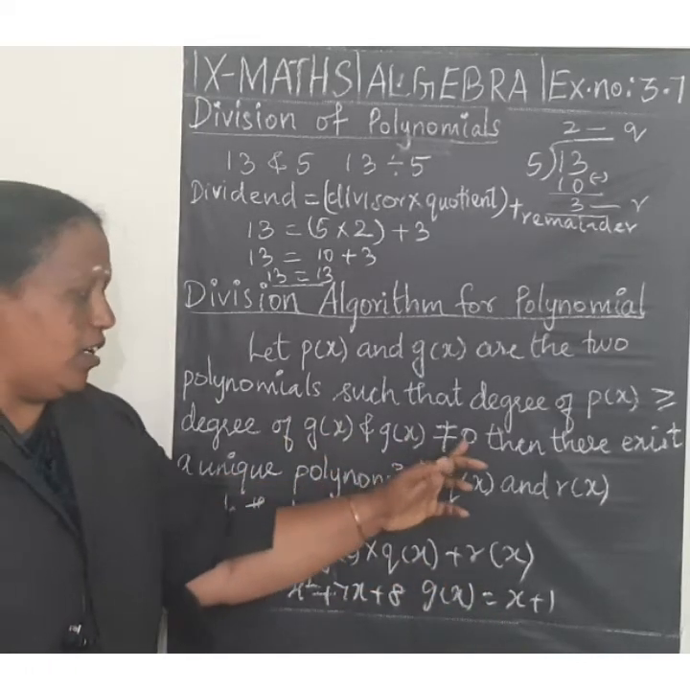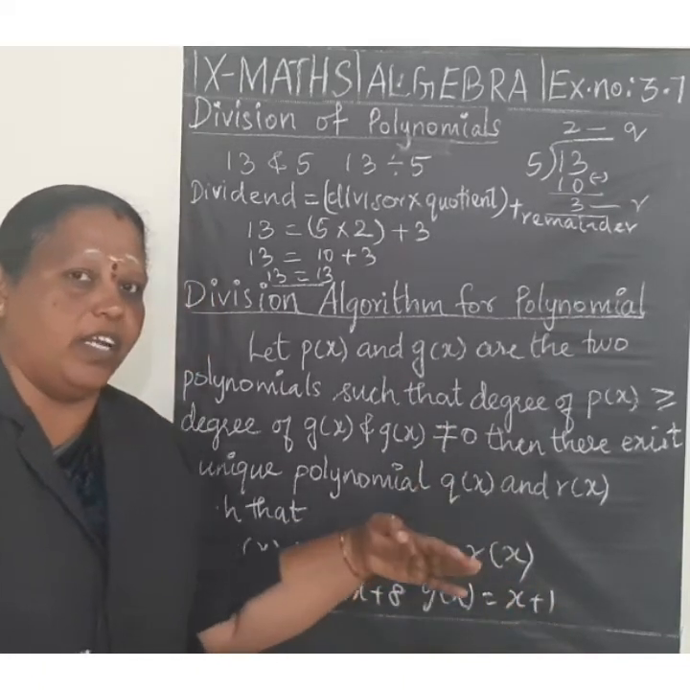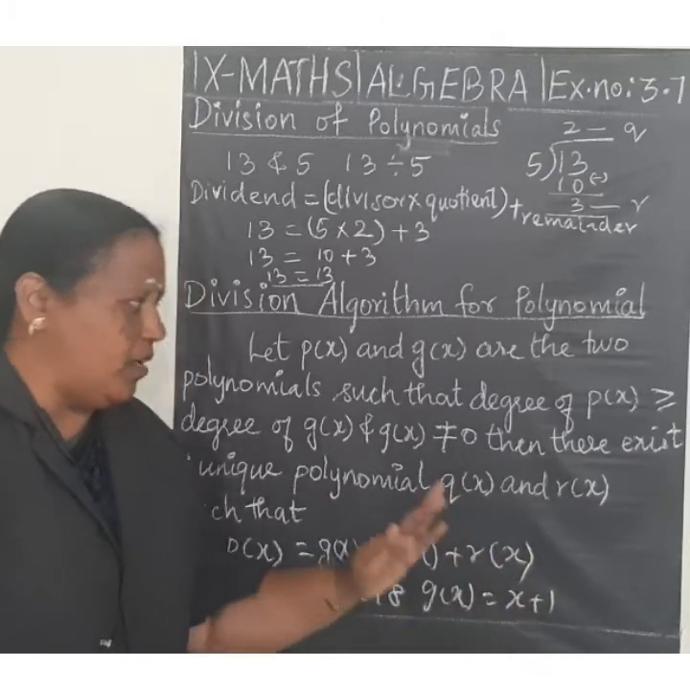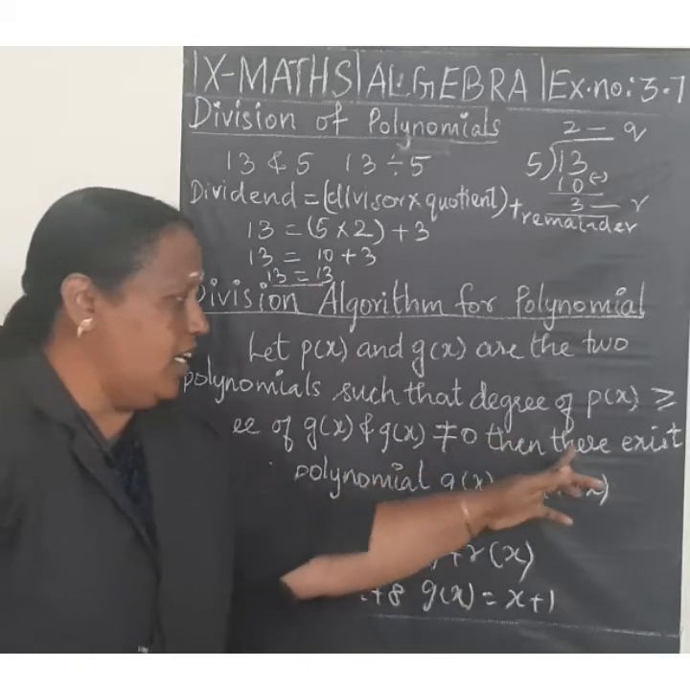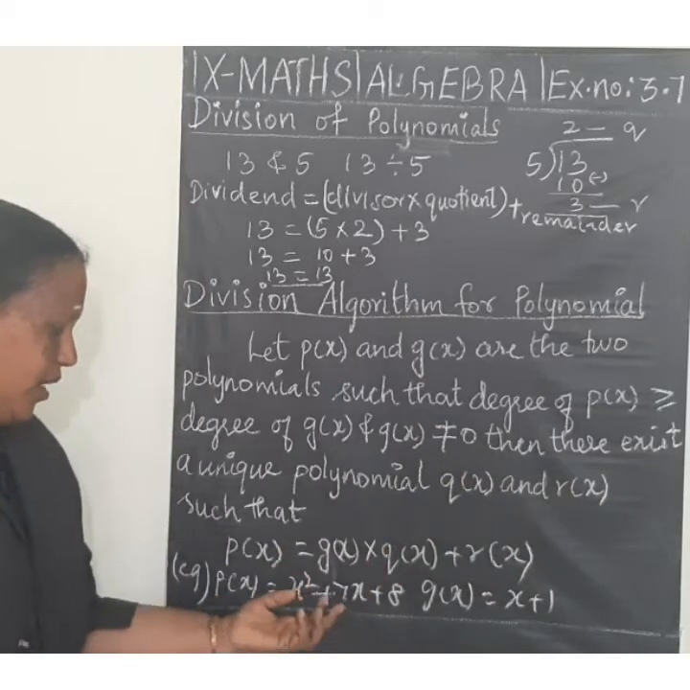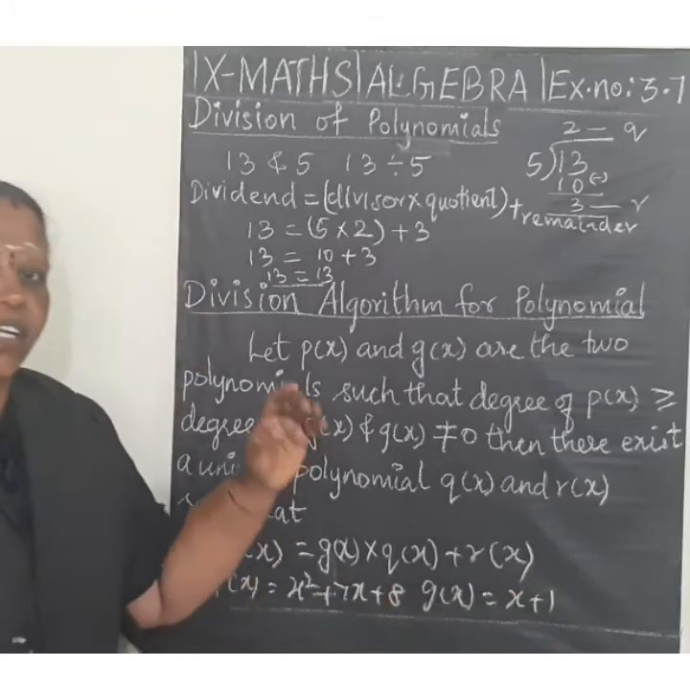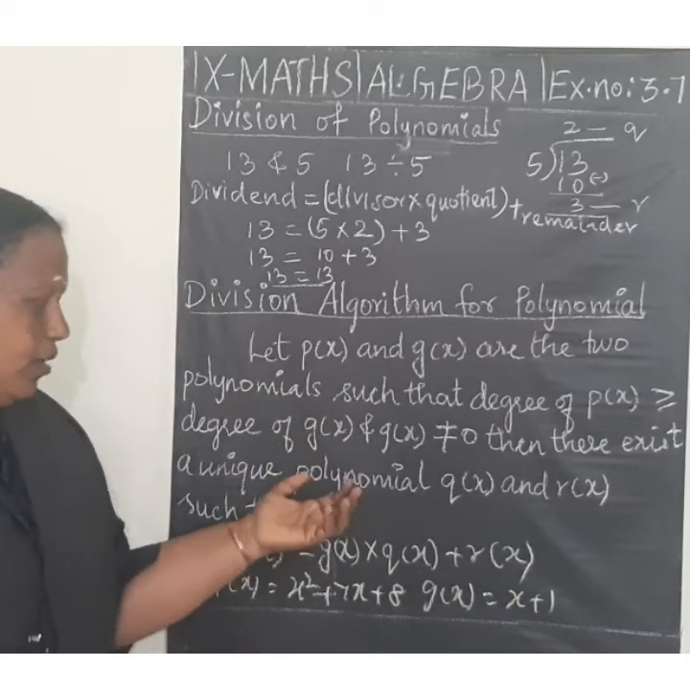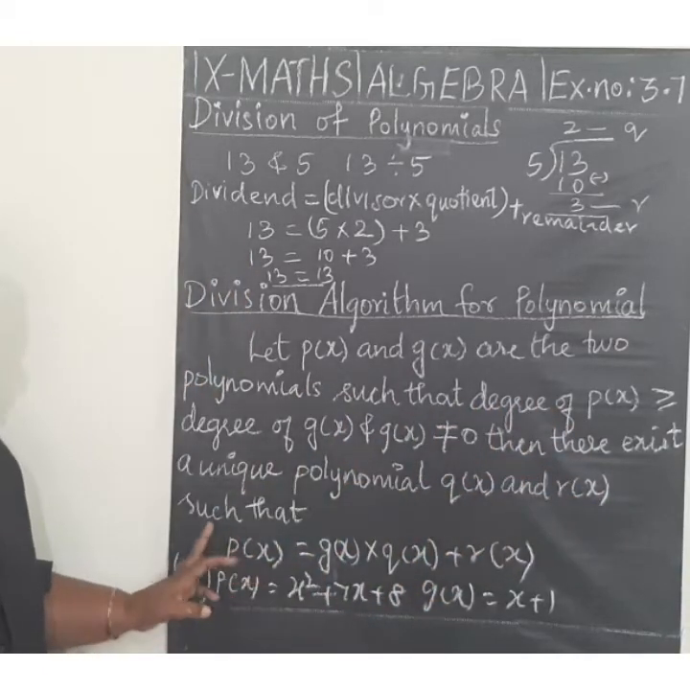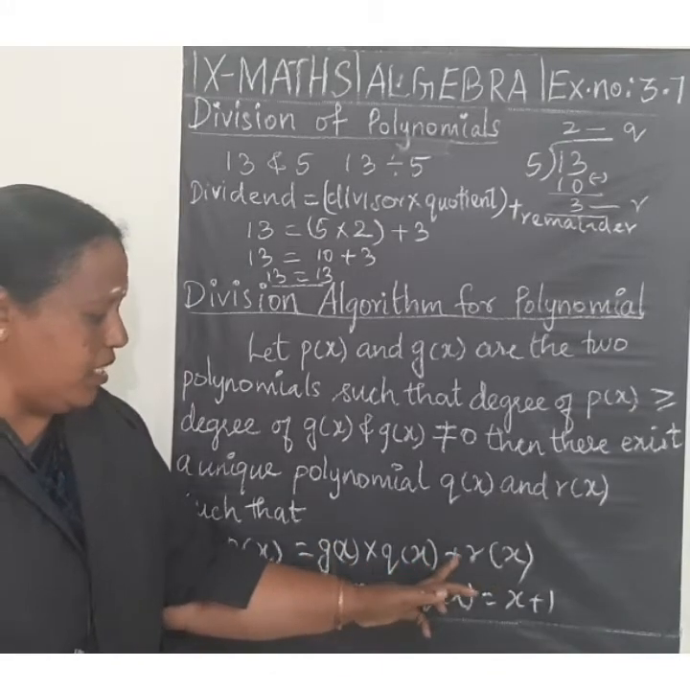Then g of x is not equal to 0. We don't take g of x as 0; it should be a polynomial, for example a linear polynomial. Then there exist unique polynomials q of x and r of x. When we divide x square plus 7x plus 8 by x plus 1, we get a quotient, which we call q of x, and a remainder, which we call r of x, such that p of x is equal to g of x into q of x plus r of x.